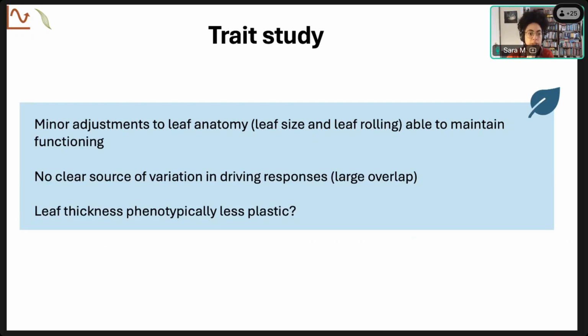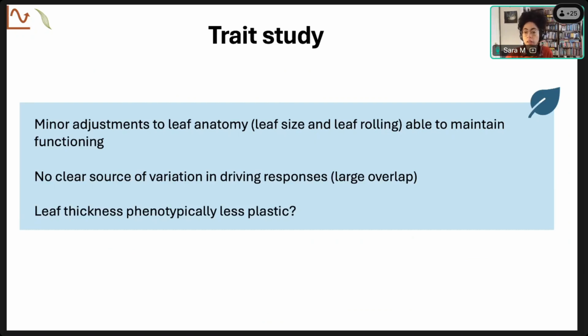So just to summarize the trait study, there were minor adjustments in leaf anatomy, with a reduction in leaf size and evidence of leaf rolling, which was helping to maintain optimal functioning. There was no clear source of variation driving the responses, as there was a large degree of overlap. And then leaf thickness was possibly less phenotypically plastic.